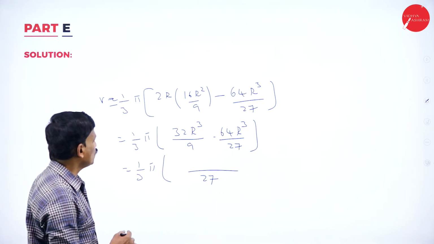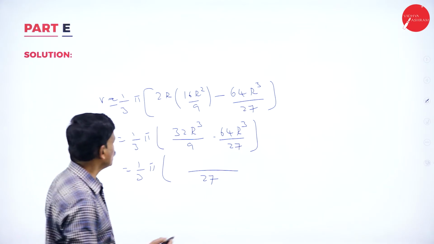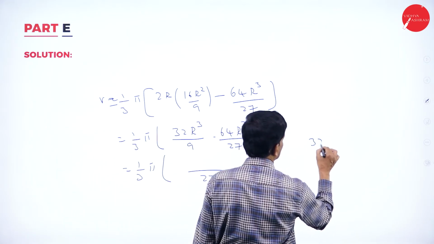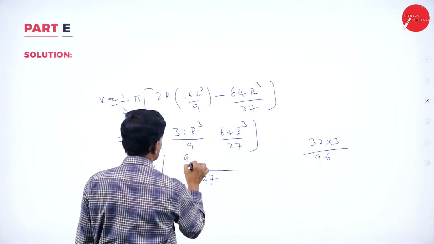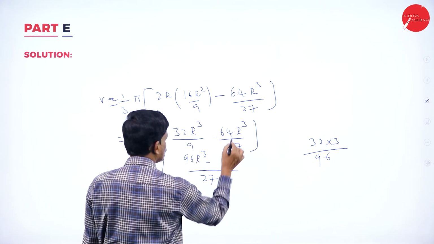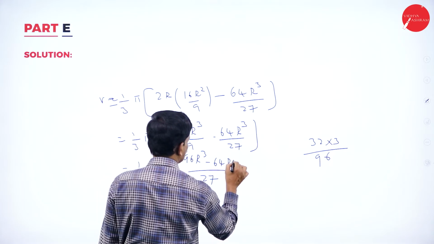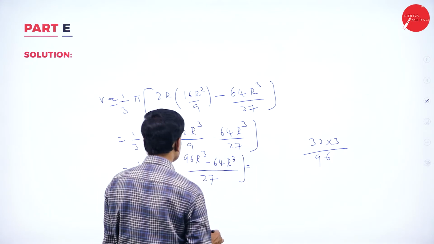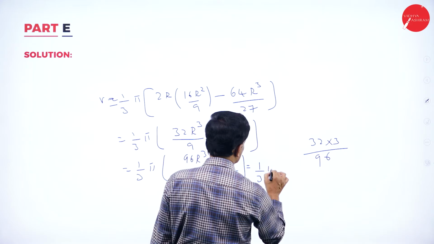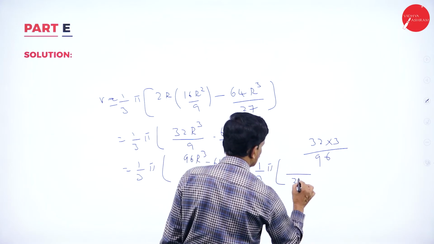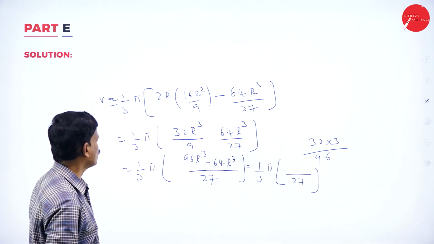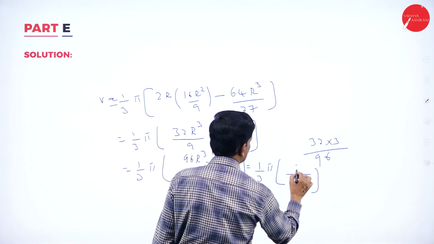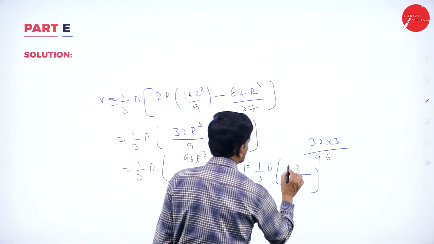If you divide 27 by 9, it goes 3 times. 32 into 3 is 96, so this is 96 r cube. 27 is cancelled, 64 r cube. So this is equal to 1 over 3 times pi into 27 as LCM, and simplify 96 minus 64, which is 32.